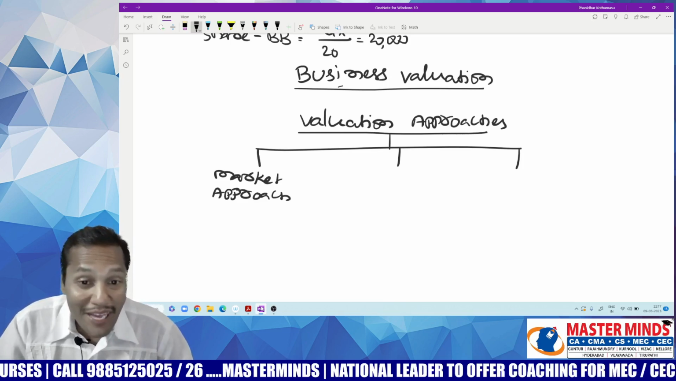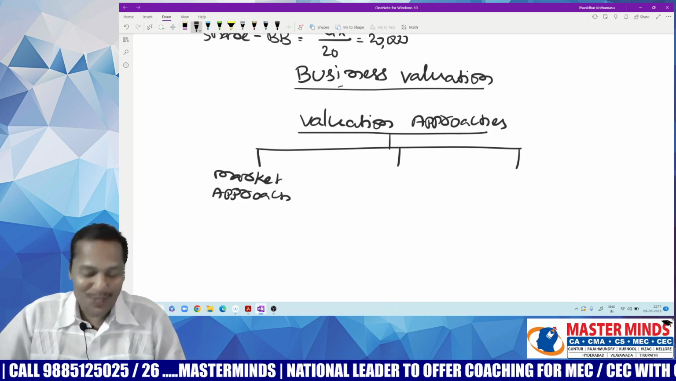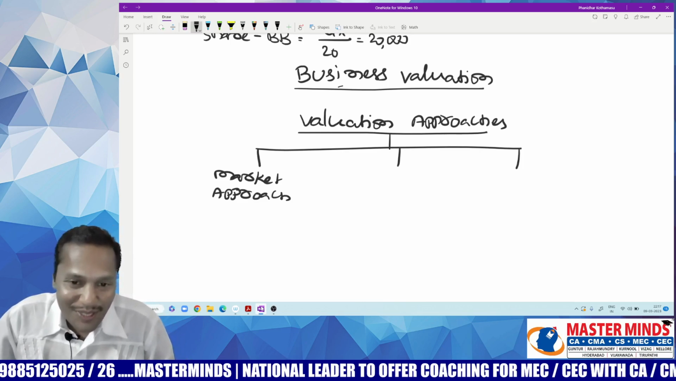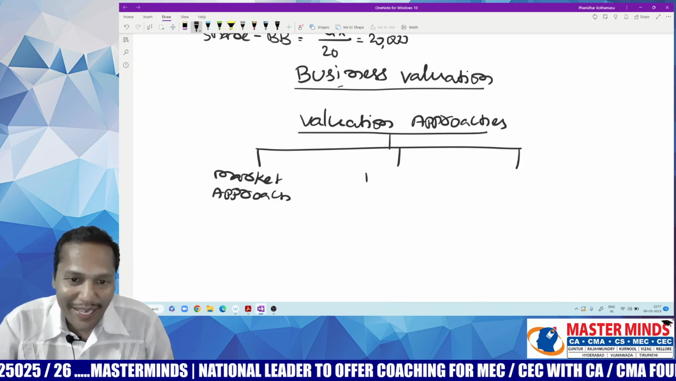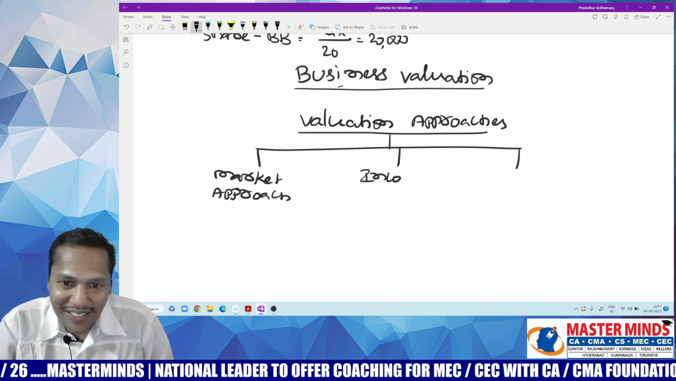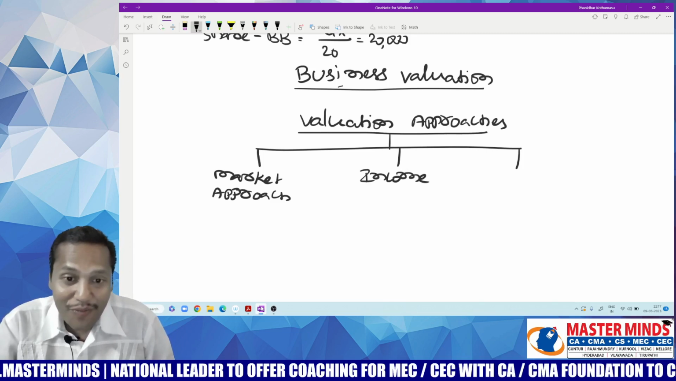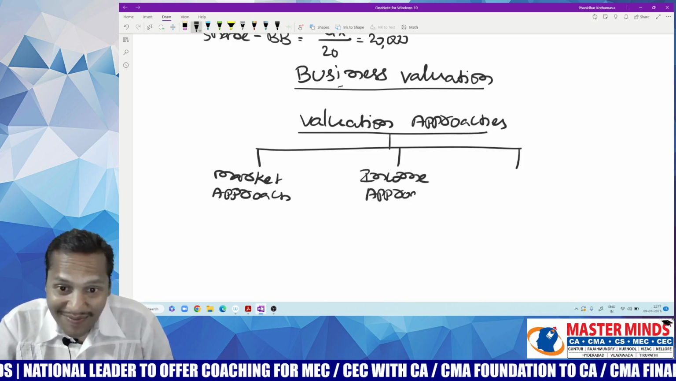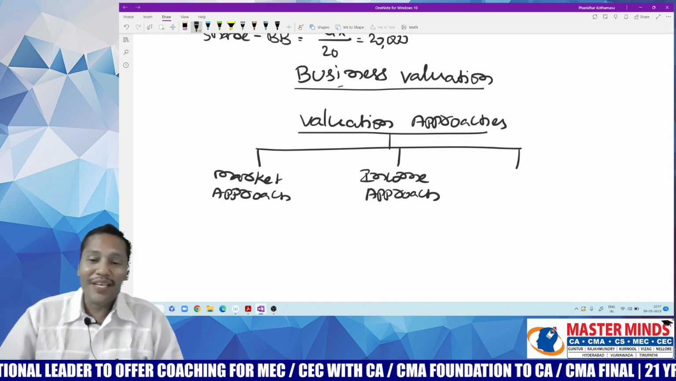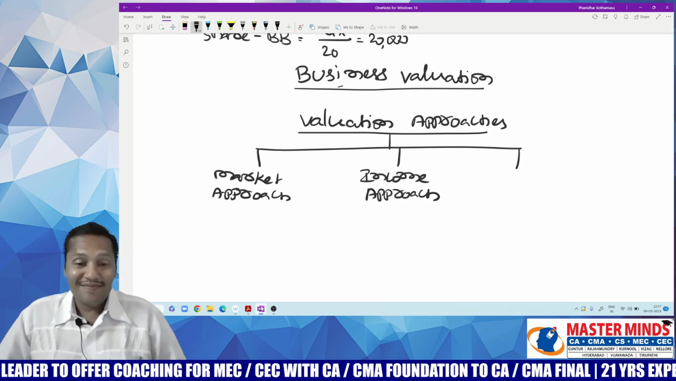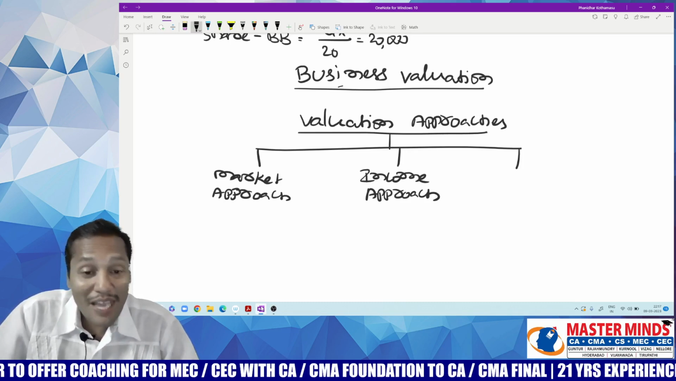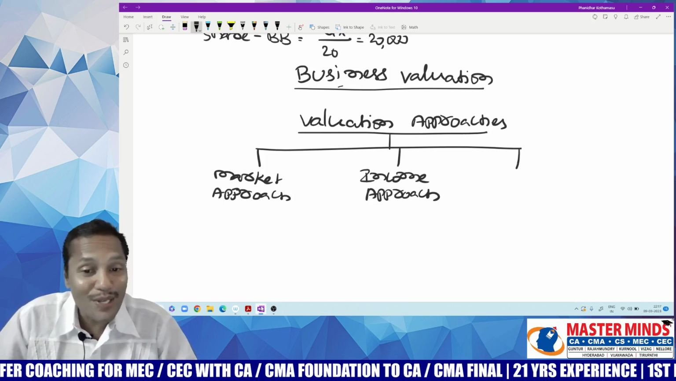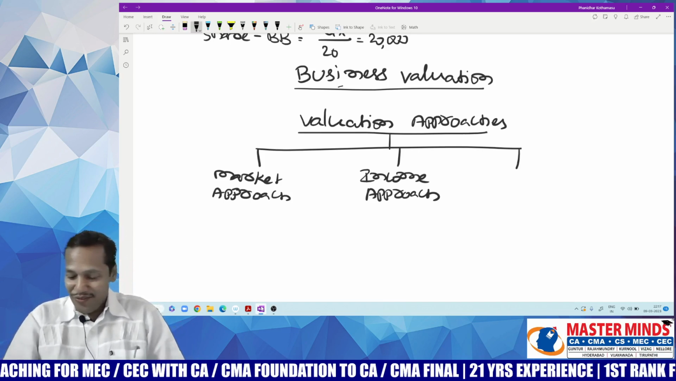Whatever be the prevailing market value of that particular business is nothing but market approach. The second one is income approach, determining the value of the business based on the income generated by the business. So each business will be generating some income and it is capable of generating some income. Based on that, definitely we can derive the value of the business.